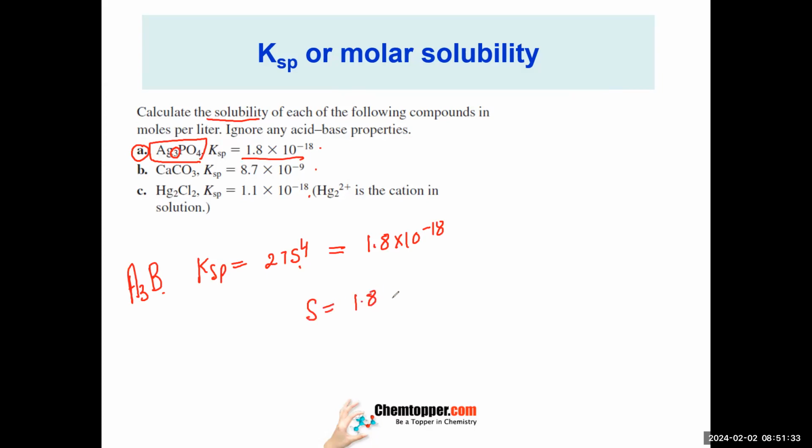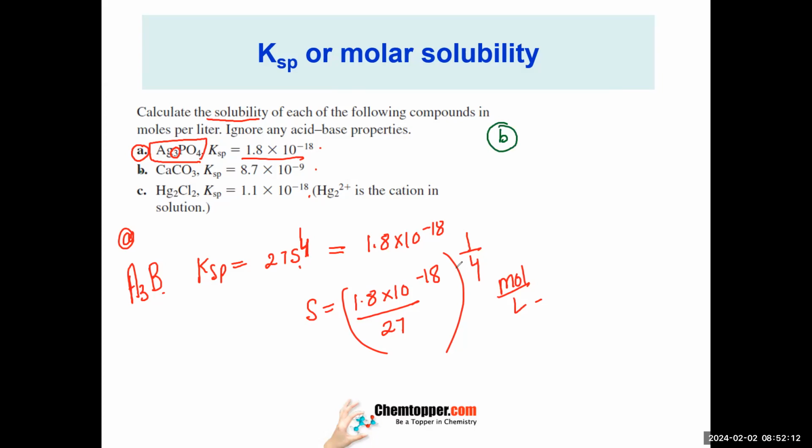So it is 1.8 times 10 raised to power minus 18 divided by 27. Here it is raised to power 4. On the other side, it will become 1/4. Exponential mathematics, right? And solve it. Final answer will have the units of moles per liter. This is A part. So we are not solving it, children. You have to practice your calculator now. B part.